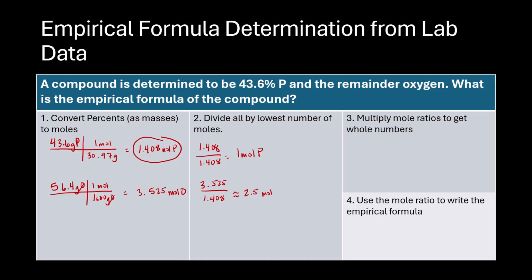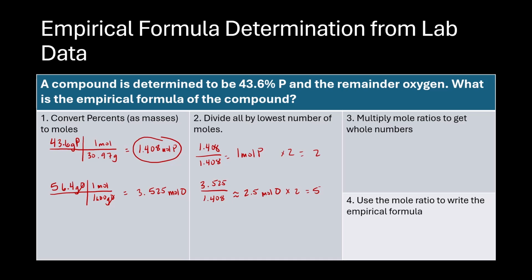moles of oxygen. Now, let me ask you this. Can you have 0.5 of an atom? And the answer should be no. So if you ever end up with 0.5 of something when you're doing this, basically all you have to do is multiply top and bottom by 2. So you multiply both of these by 2, and you're left with 2, and you're left with 5. And so those are the mole ratios that you're going to use.